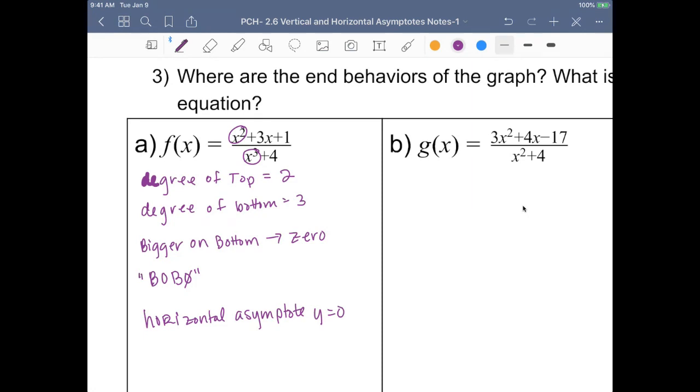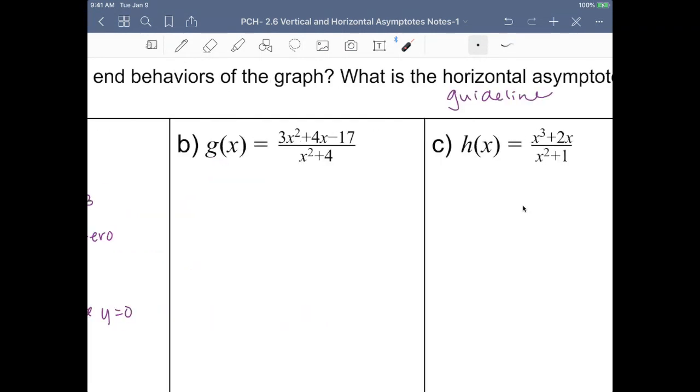If I'm going to plug in a really big number, like 1,000, 1,000 squared divided by 1,000 cubed, who's going to win out? Well, the bottom is. Eventually, we're just going to get really, really close to 0 the bigger the x gets. Okay. Next one.